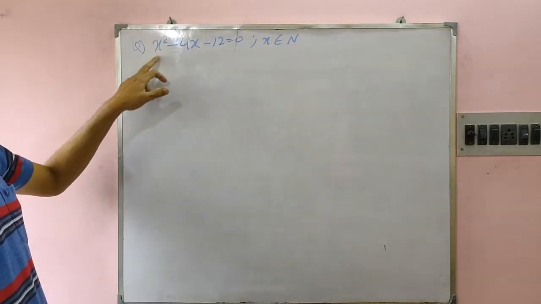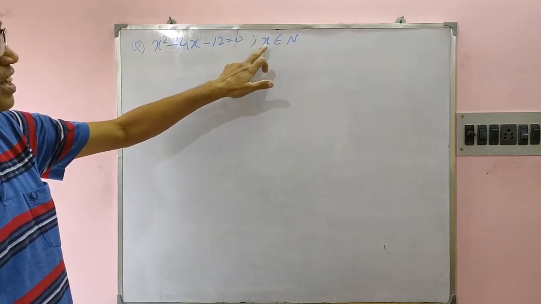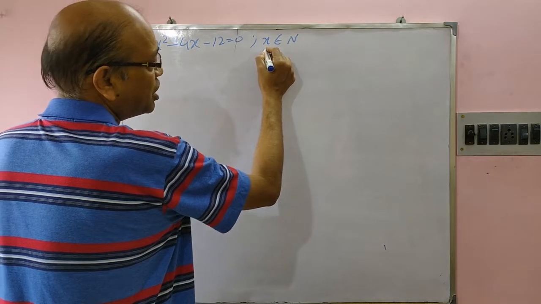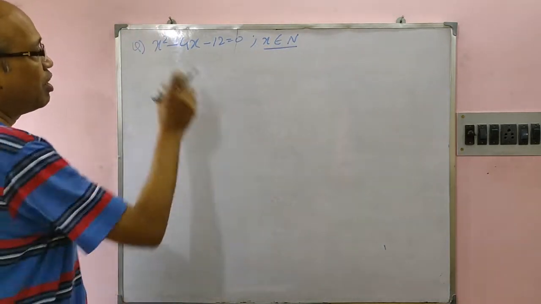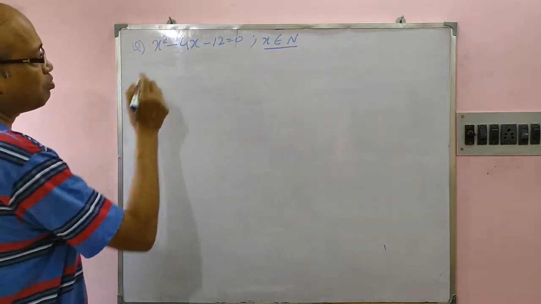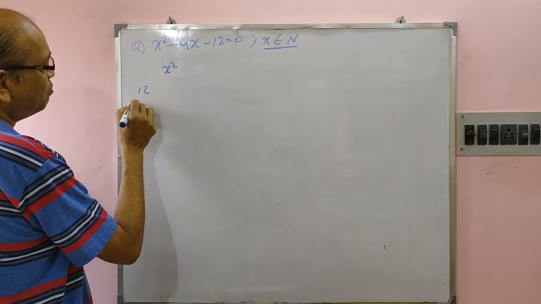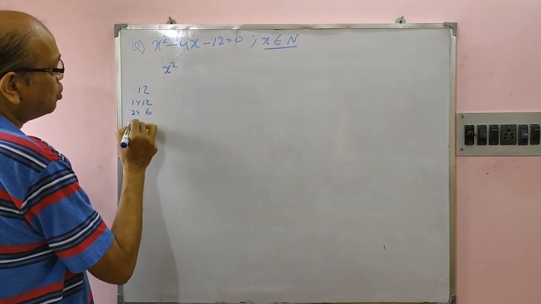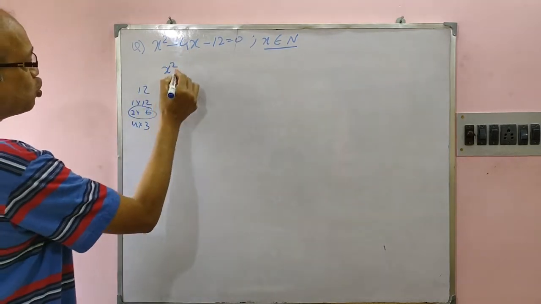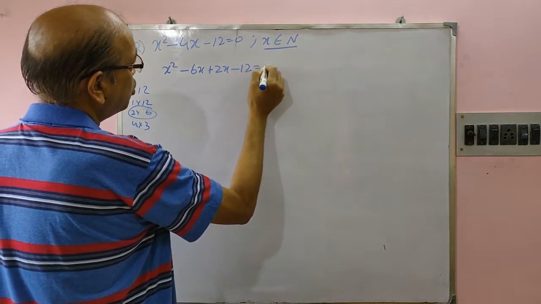Next question. x square minus 4x minus 12 equals 0, and it is given that x is an element of natural numbers. Please note this. Here a condition is given. x is an element of natural numbers. First, factorize this equation by breaking up the middle term. What we get here, 12 can be written as 1 into 12, 2 into 6, 4 into 3. So I can get 2 and 6 as a difference of 4. So I get x square minus 6x plus 2x minus 12 equals 0.